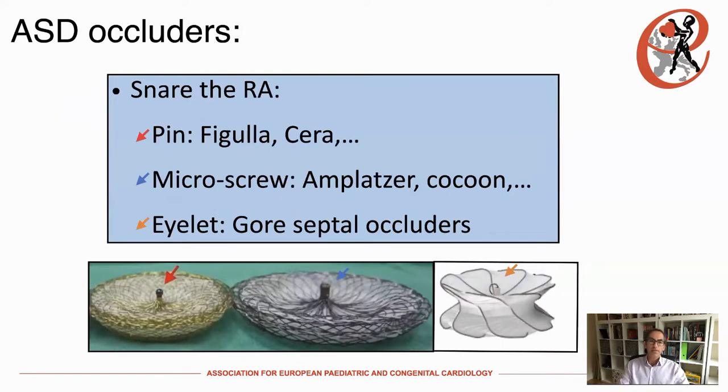There are different types of devices, each one with a particular engineering design, and this influences how to retrieve them. The most frequent techniques involve snaring the right atrial disc attachment mechanism. There are 3 main types of mechanism: the pinball mechanism, like in the Figulla Flex and Seraflex devices, a micro screw, like in Amplatzer or Cocoon, and an eyelet in the Gore devices. My experience is essentially limited to the Amplatzer, Figulla Flex, and the Gore devices, but these are the most used devices in Europe, so I will focus on the techniques that you can apply to retrieve these 3.